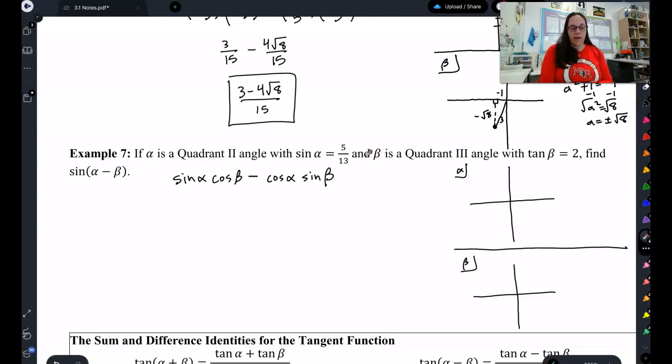You need to graph alpha. Let's see, alpha is in quadrant 2. There we go. So there's alpha. You need to graph that and find the rest of the triangle. And then beta is in quadrant 3. You need to graph that and find the rest of the triangle. So pause the video, try example 7 out on your own, and then come back to check your work.